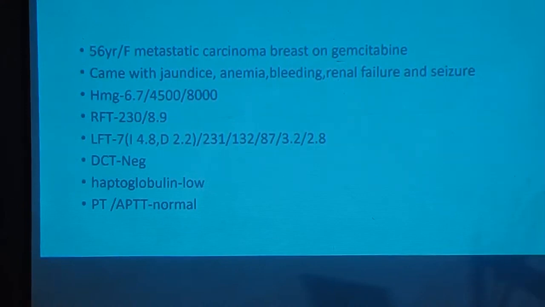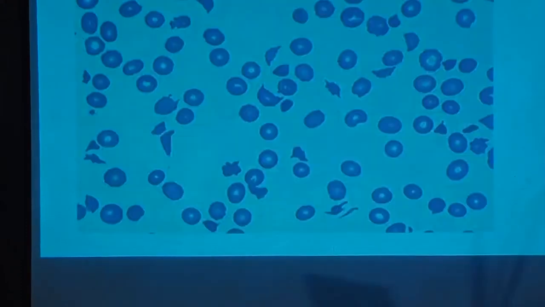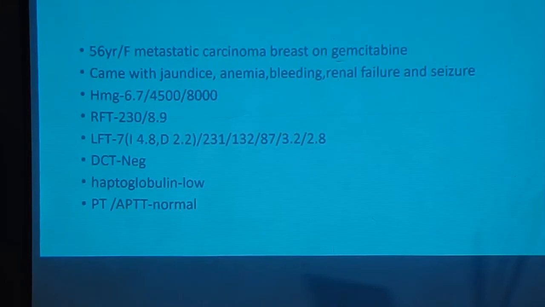In HUS, you may not get the neurological findings. In TTP, you'll get the neurological findings also. These are the lab parameters. You have anemia, you have severe thrombocytopenia. Your creatinine is very high. Bilirubin is high. This might be due to the liver metastasis also. And here your DCT is negative and PT, APTT will be normal, provided the liver function is normal.